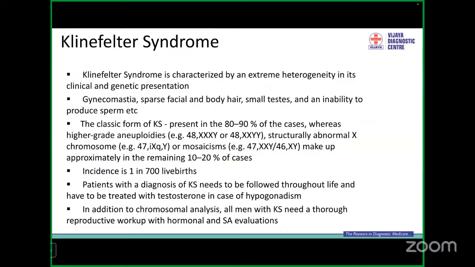So 90% of the cases have this classic Klinefelter presentation, but around 10% of cases have a mosaic pattern. Also, the variant pattern of Klinefelter is seen. So patients with Klinefelter syndrome need to be followed throughout life to have their testosterone treated, and they may need some psychiatric consultation. So based on the diagnosis, the treatment and management options will differ. Reproductive evaluation will be done after the karyotype, based on the hormone evaluation.